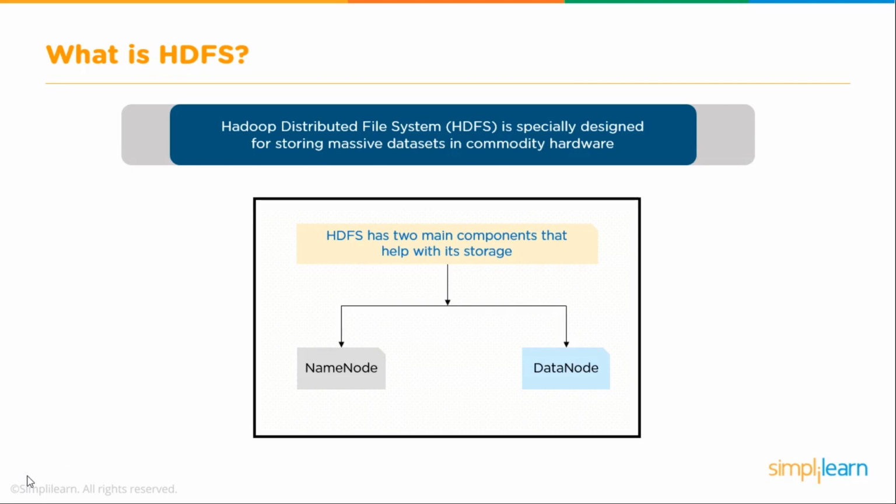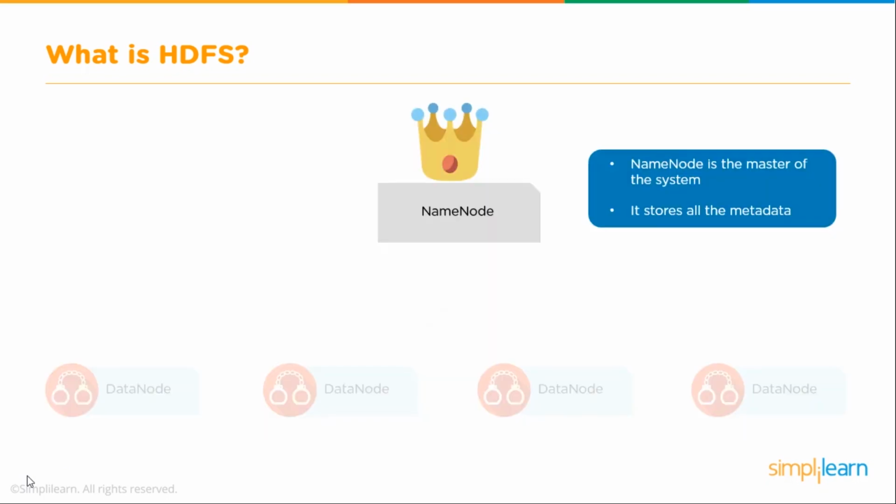HDFS has two main components, or I would say this logical layer functions with two different processes or components which run on different machines. You have a name node and you have a data node. As we see, name node, as it says, has something to do with names, and data node has something to do with data. Name node is the master of the system, the master of your cluster, master of your storage layer, that is HDFS, and it stores all the metadata. That already explains that name node is really critical because it stores the metadata.